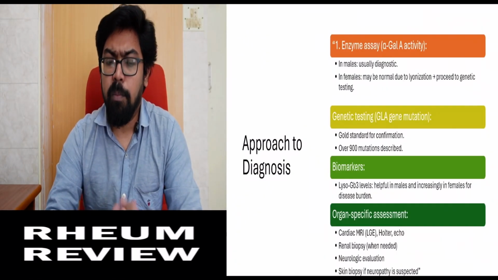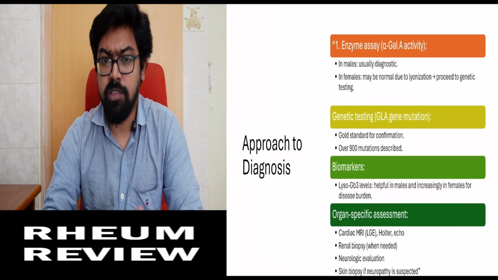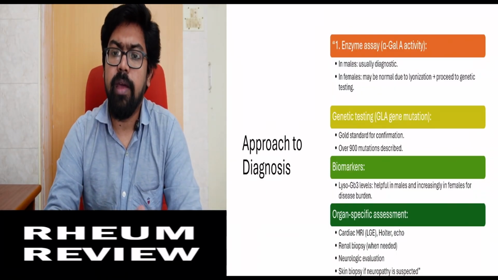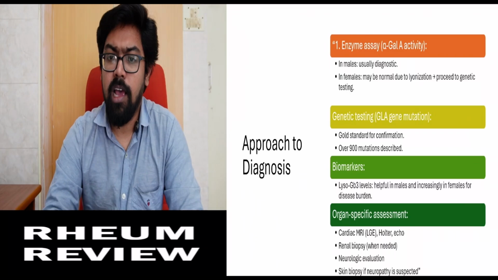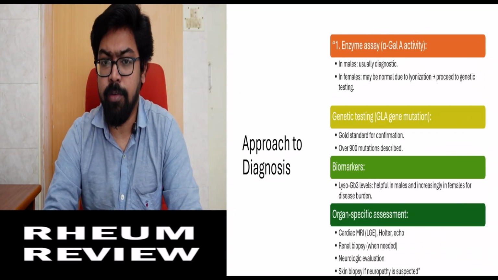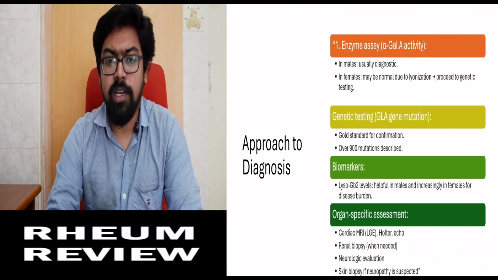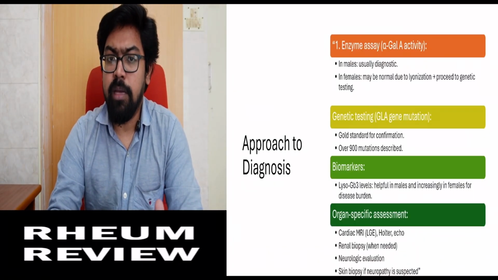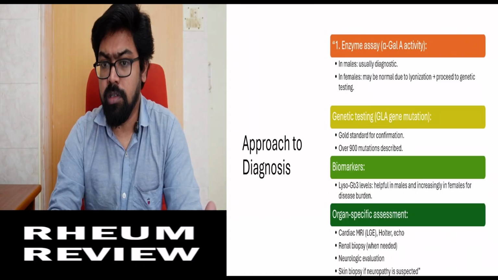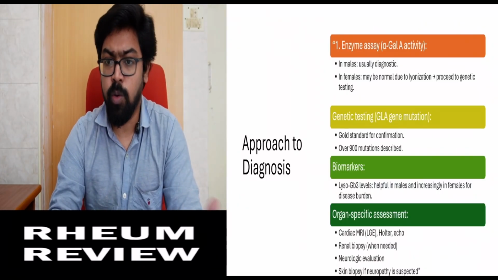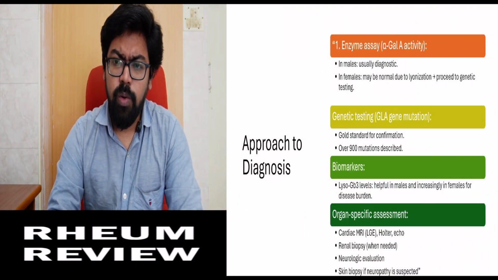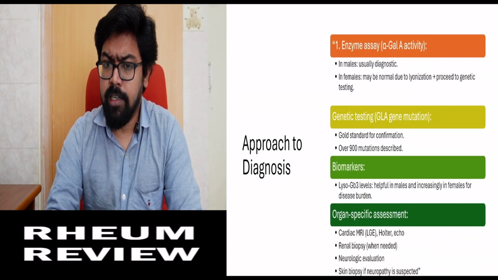How can you approach or confirm this diagnosis? You can do the enzyme assay, that is alpha galactosidase A activity. In males, this is usually diagnostic. In females, this enzyme level may be normal because of their heterozygosity or lyonization, so they have to proceed with genetic testing.